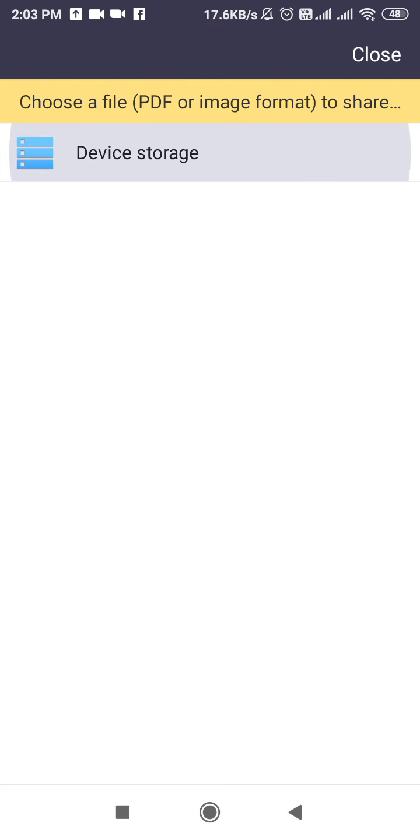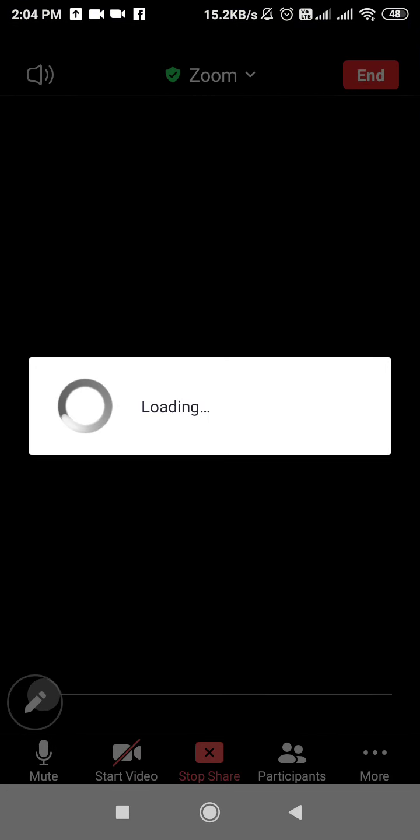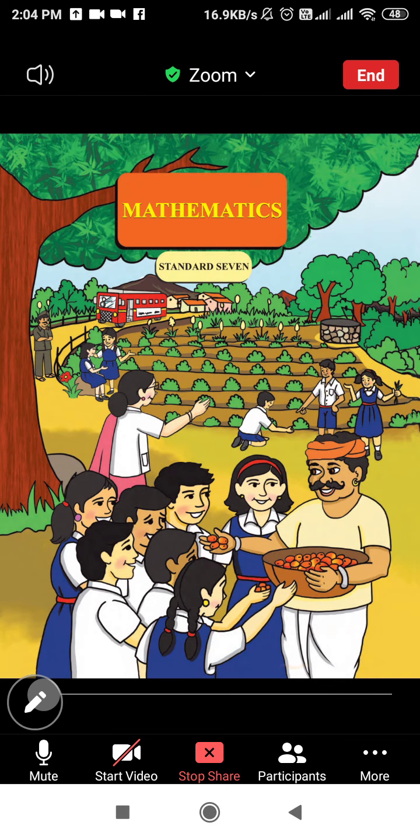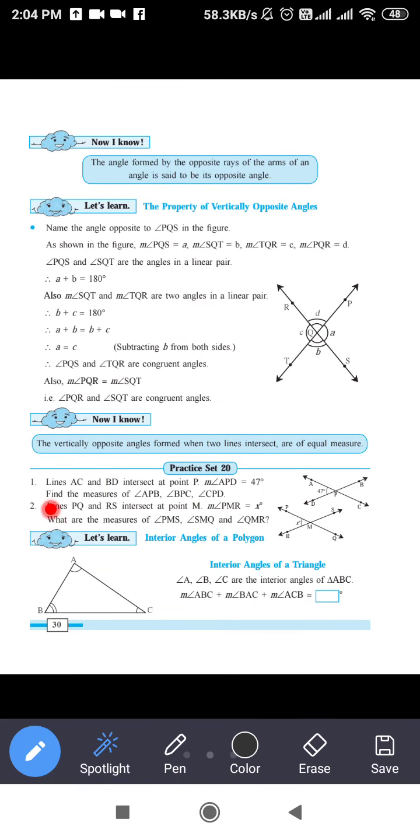Now second one. Lines PQ and RS intersect at point M. There are two lines PQ, RS. They are intersecting each other at point M. Measurement of angle PMR is of x degree, right? What are the measures of angle PMS, SMQ and QMR? Okay, now it's again very simple. Just instead of giving the exact value, it's given as x, right?